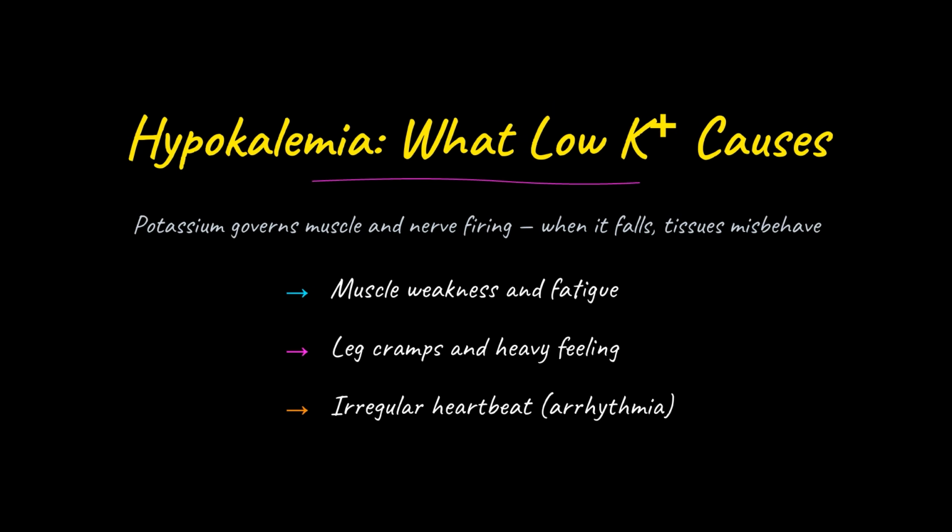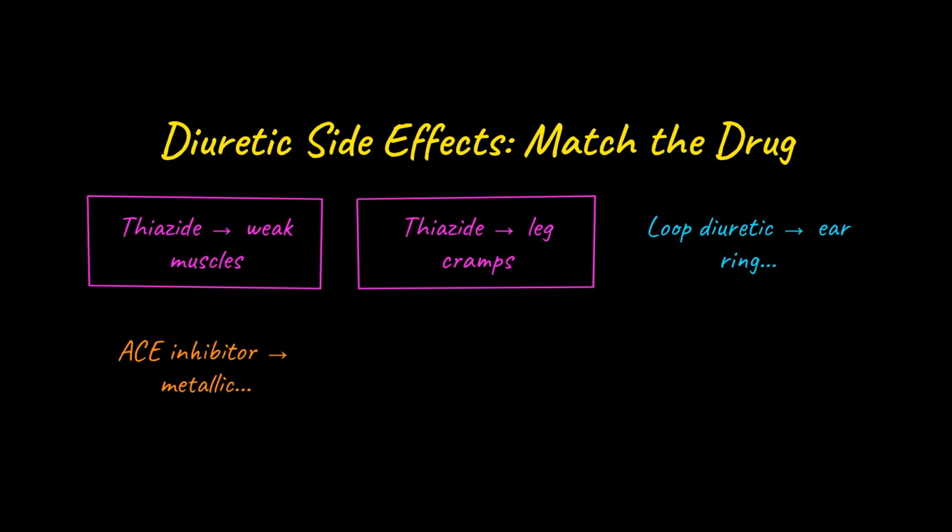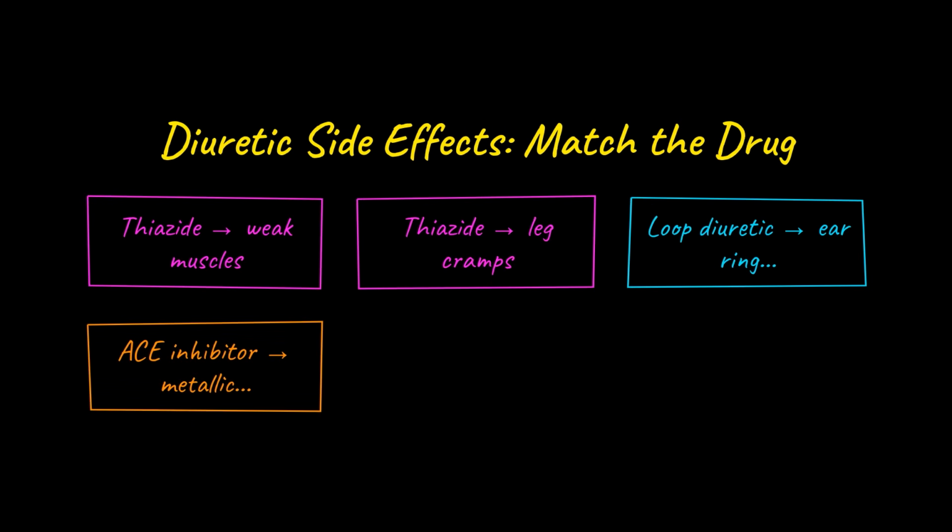symptoms deserve prompt attention. The classic exam trap is mismatching symptoms to drugs. Ringing in the ears belongs to loop diuretics, and a metallic taste belongs to ACE inhibitors. Low potassium from a thiazide speaks through muscles and the heartbeat, not through color, hearing, or taste. Keep that link straight and you will not be fooled.